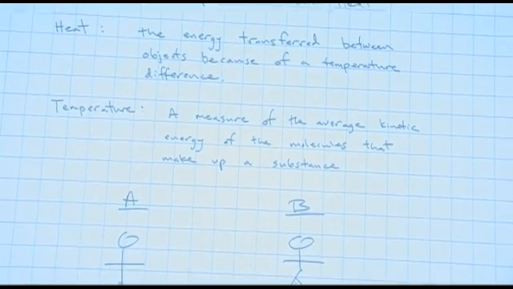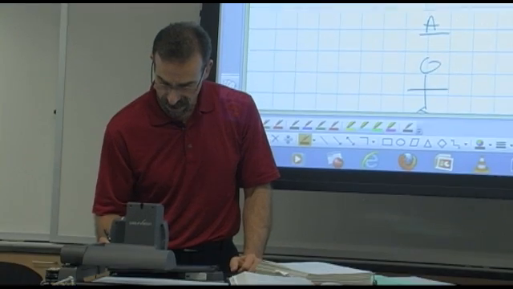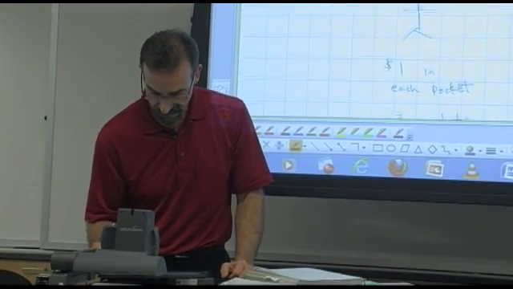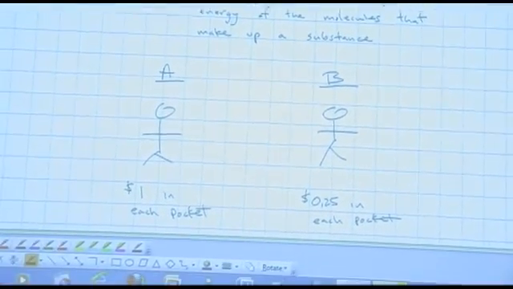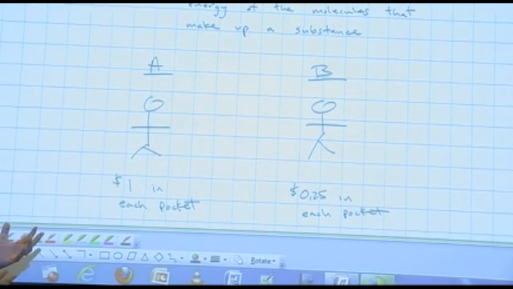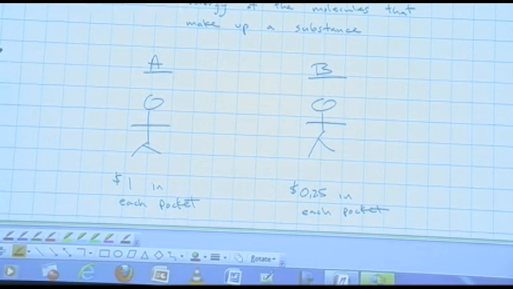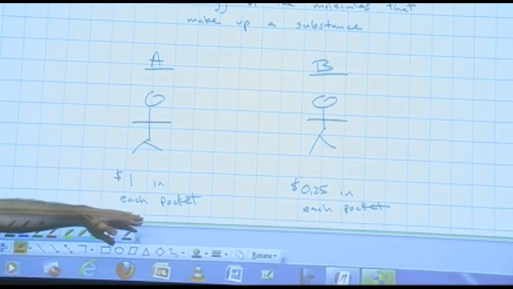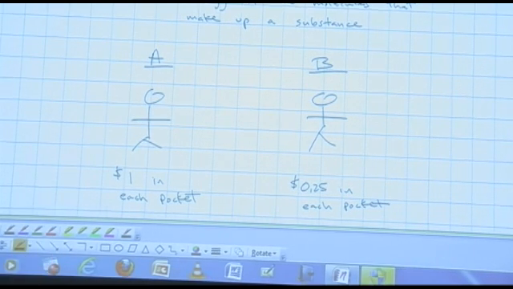I like to use this analogy. If we're wondering which person, A or B, has more money, we could think of money as being the heat, right? The ability to do some work, the heat, the energy that could be transferred out. In this case, the ability to buy something, right? Which person, A or B, has more money, has the ability to buy something?